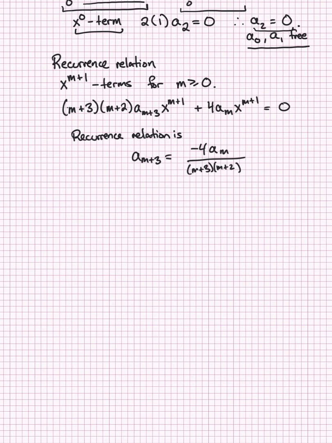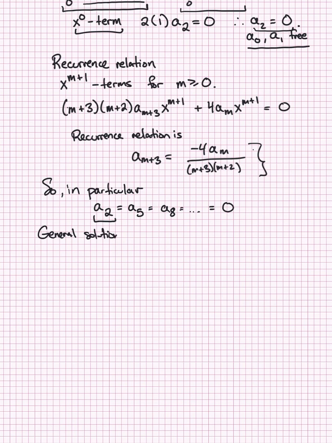In particular, we have that a2 is equal to a5 is equal to a8, and so on, are all equal to 0. We get this from the x to the 0 term, and then our recurrence relation gives us these zeros from then on. So maybe I'll write the general solution this way: y equals a0 y0 plus a1 y1.